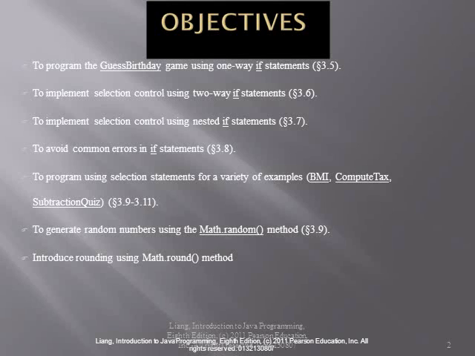We'll understand some of the common errors we'll look for when we're writing if statements. We'll introduce a couple of new math functions, random and round. We've already seen the pow function used to raise a number to a power. And we'll do much of this by referring to program examples in the book.